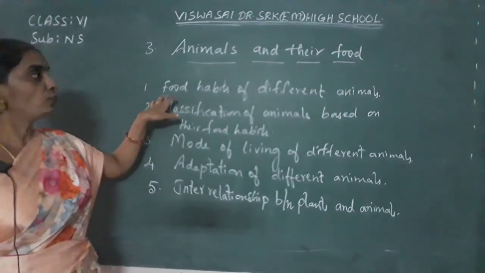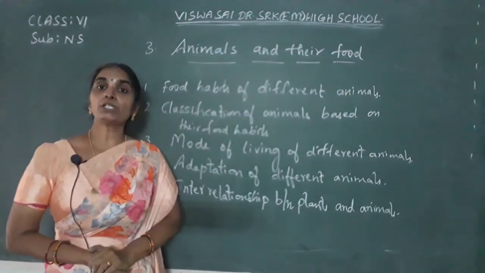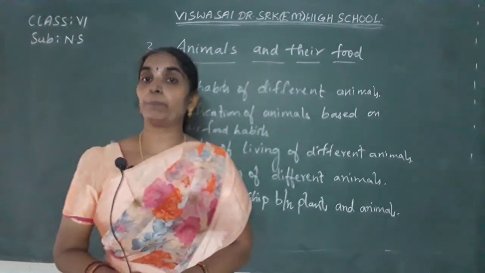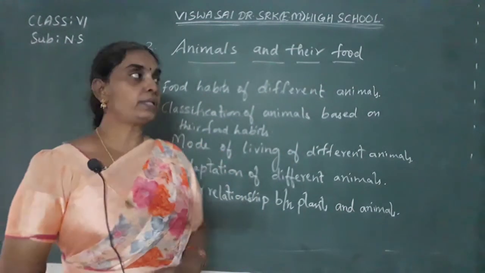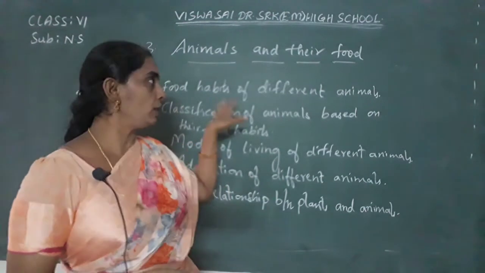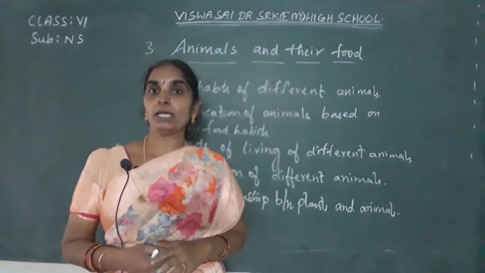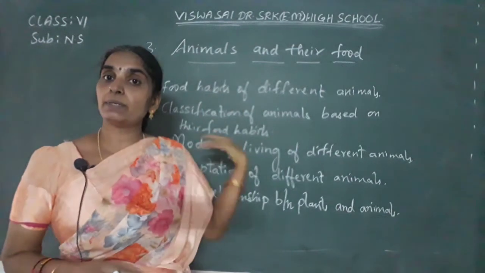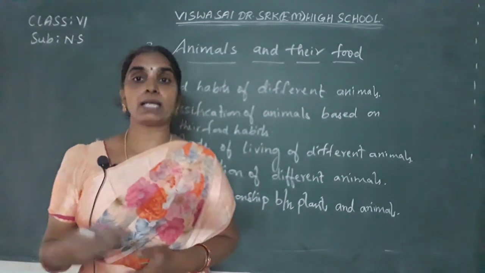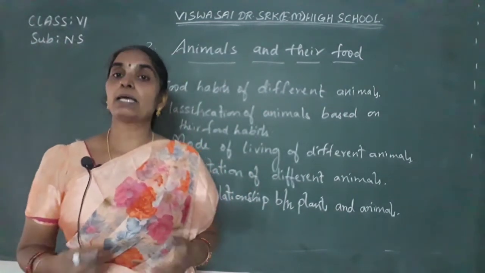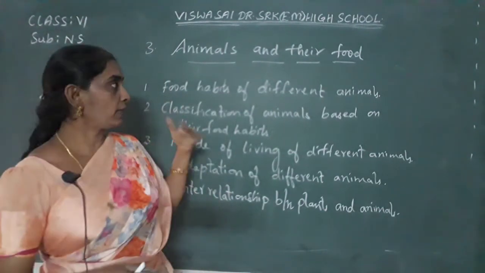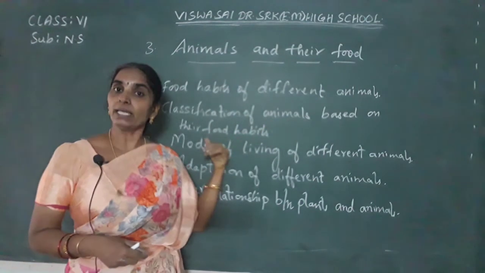What is the first one? Food habits of different animals. What are the different food habits? Some animals eat only grass or the plant products, isn't it? So what are they called and what do they eat? Everything you are going to learn about the food habits of different animals over here. Some animals eat only flesh and some may depend both on plant products and animal products for their food. And some depend on only flesh of the other animals. So like this, you can classify the animals based on their food habits.